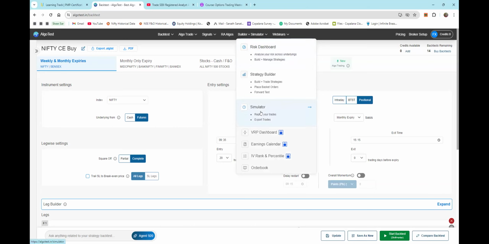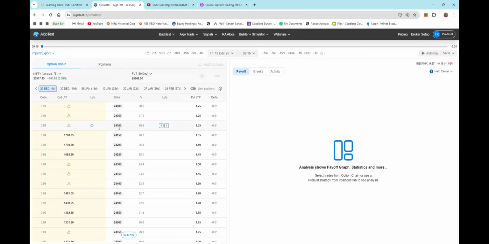Now here you can see the strategy builder. You should be going to the simulator. And in this simulator, you have to do it manually for every month. So you will have to do this manually.